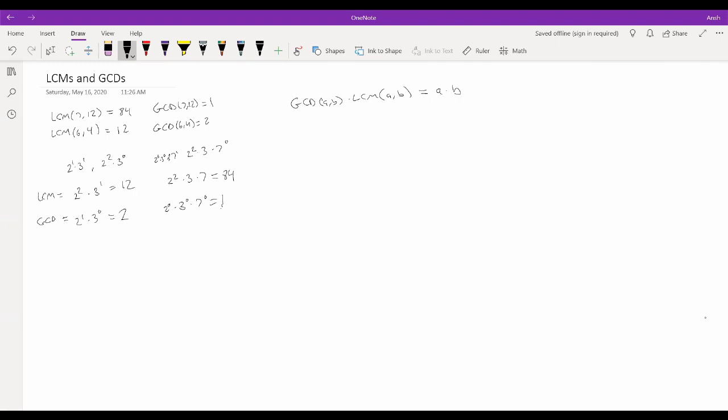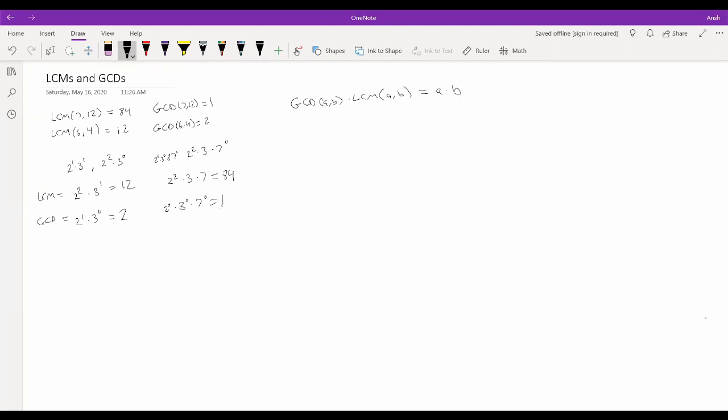So you can see for the GCD and LCM of 6 and 4, we have 2 to the second power for LCM and 2 to the first power in GCD. And we can see both of them are in 6 and 4. And the same with 3 to the 1 and 3 to the 0. They're just in a different order.